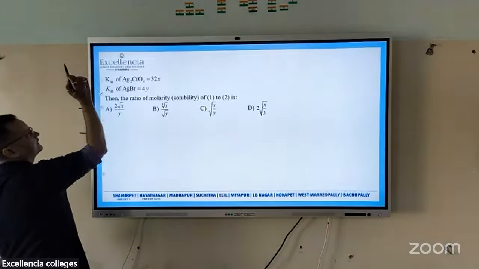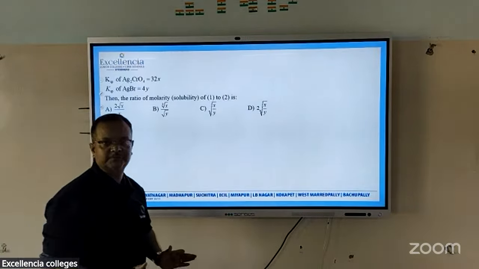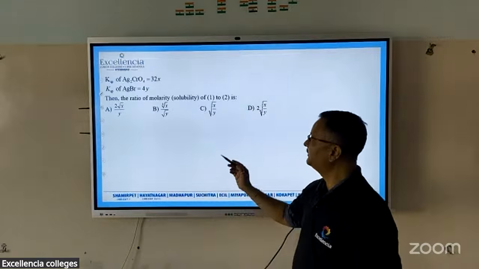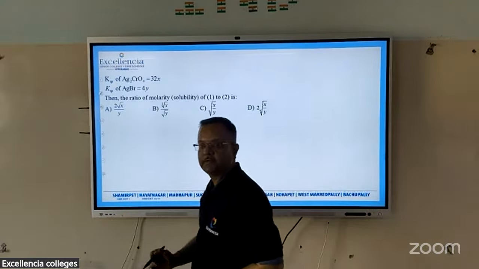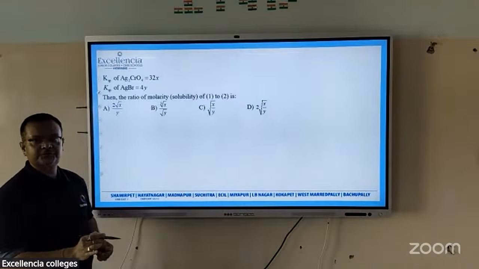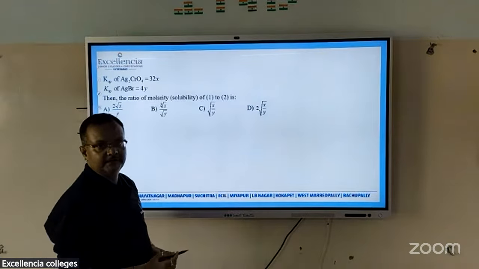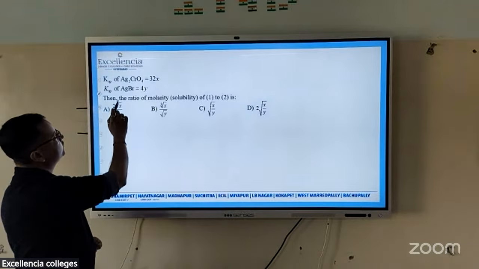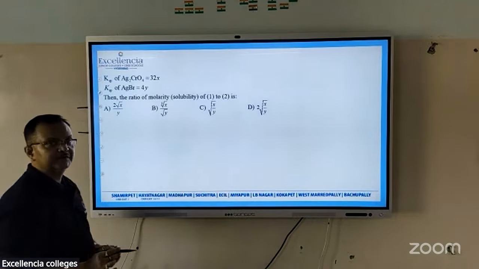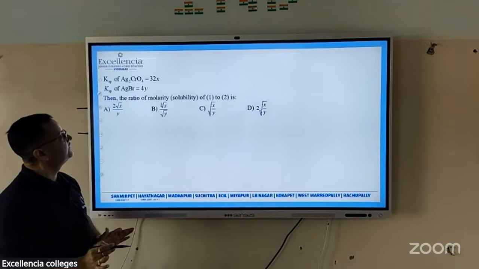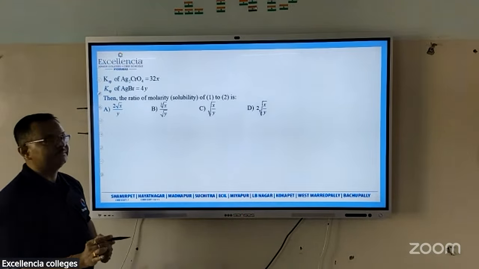So if you look at this question here, it is from ionic solubility product. This is a very good question, and it involves the concept of Ksp and solubility relation. There are two saturated salts given. The first is silver chromate, and the second is the Ksp of AgBr.